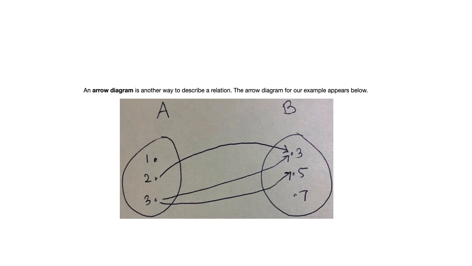Now, this is what's called an arrow diagram. We've got the domain on the left, we've got the codomain on the right, and we've got arrows for each of the ordered pairs that make up that relation R.